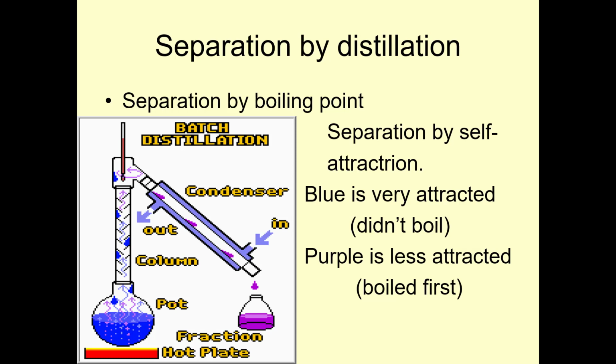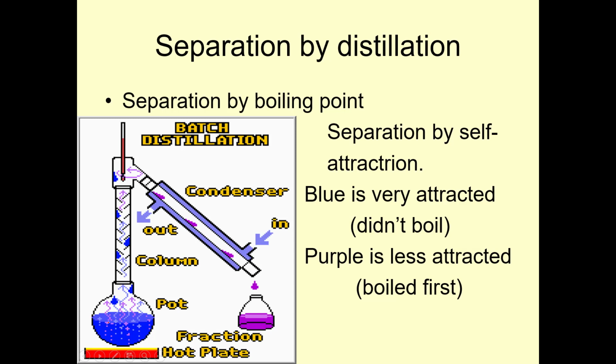All right. Separation by boiling point. You may have to draw this or understand this. I've got a mixture right here. Heat it up. The things that are not very attracted to this stuff are going to come up through here. They're going to boil first. And as they come up here, they're going to get pushed down here. So there's cold water running through it, which will then cool it off. See how it makes little drips? Drip, drip, drip, drip.